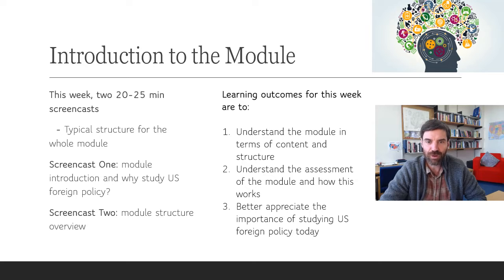Hence, the learning outcomes for this week are, first, to understand the module in terms of its content and structure. Second, to understand the assessment of the module and how this works in practice. And third and finally, to better appreciate the importance of studying US foreign policy today. Each week I'll try to say a little bit about learning outcomes, even if these are a little bit dry. I think this sort of thing keeps the university admin staff happy, so we'll run through them quickly at the start of each screencast.